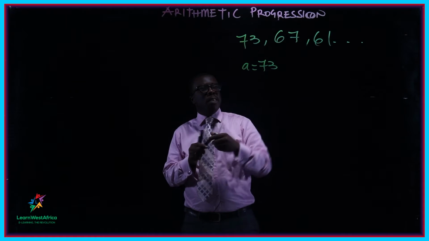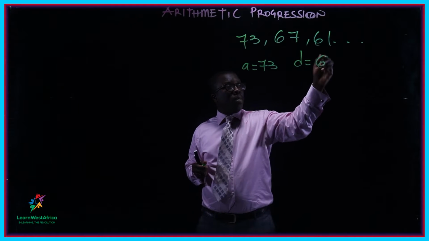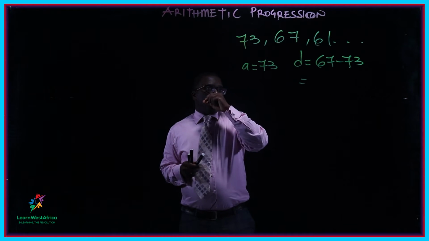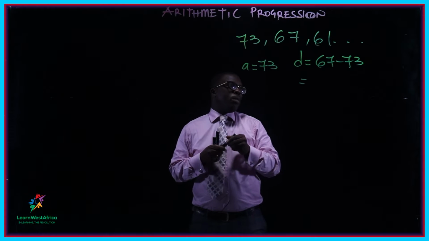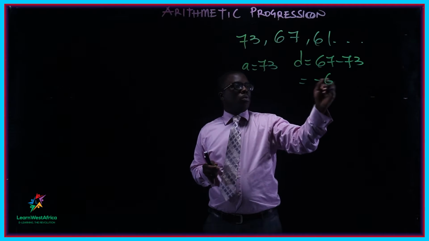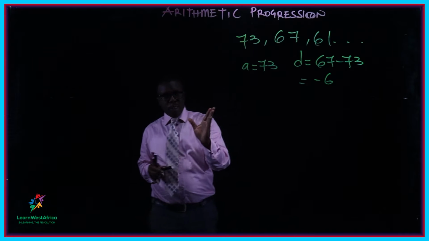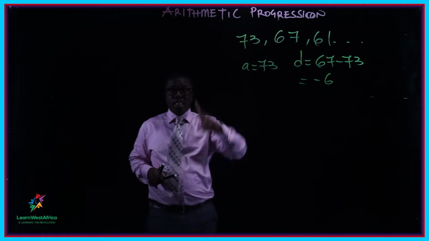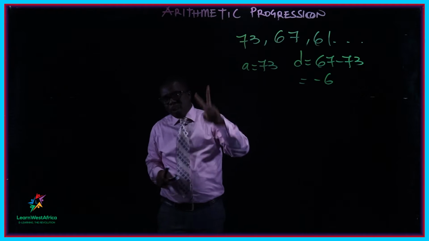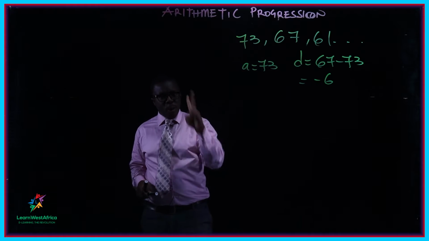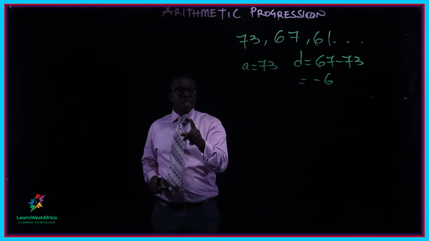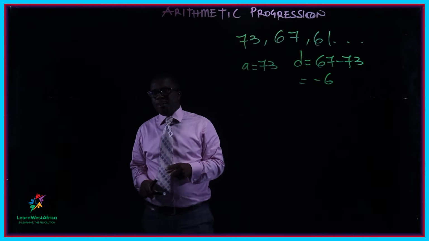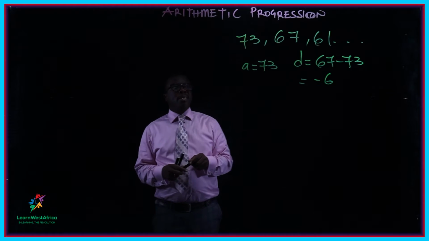Here you have 73 and the second term is 67. Therefore, our common difference D will be 67 minus 73. And what does that give you? This is going to give you minus 6, right? So our arithmetic progression for this problem has a first term of 73 and a common difference of negative 6. I repeat, for an AP, the two most important components to look out for, and to find if they have not been given, are your first term and your common difference. In all the problems, the question will test you on them.